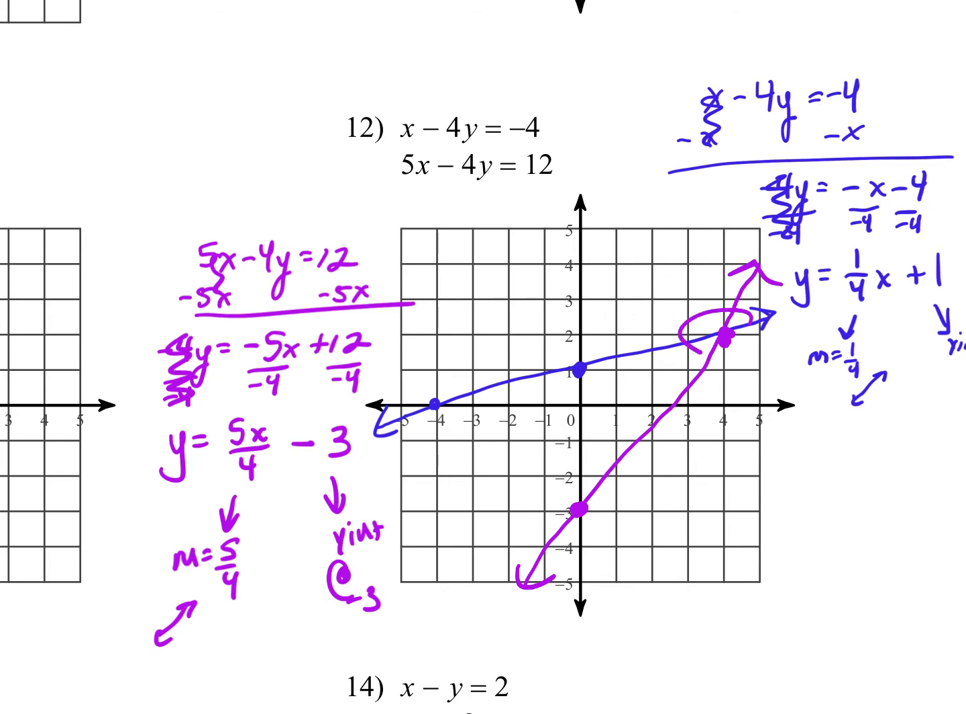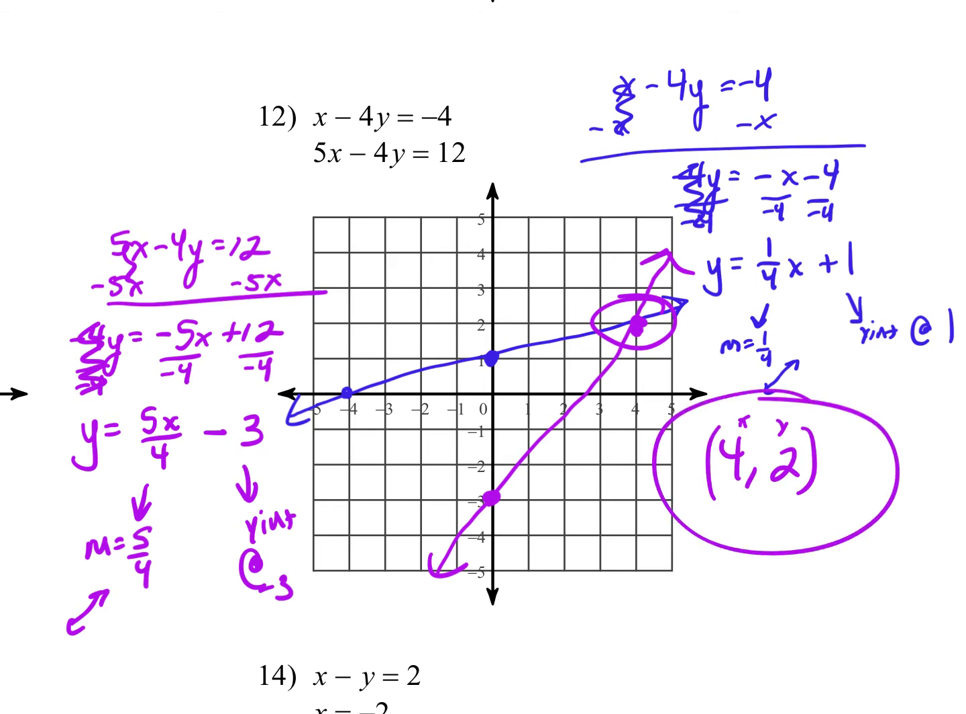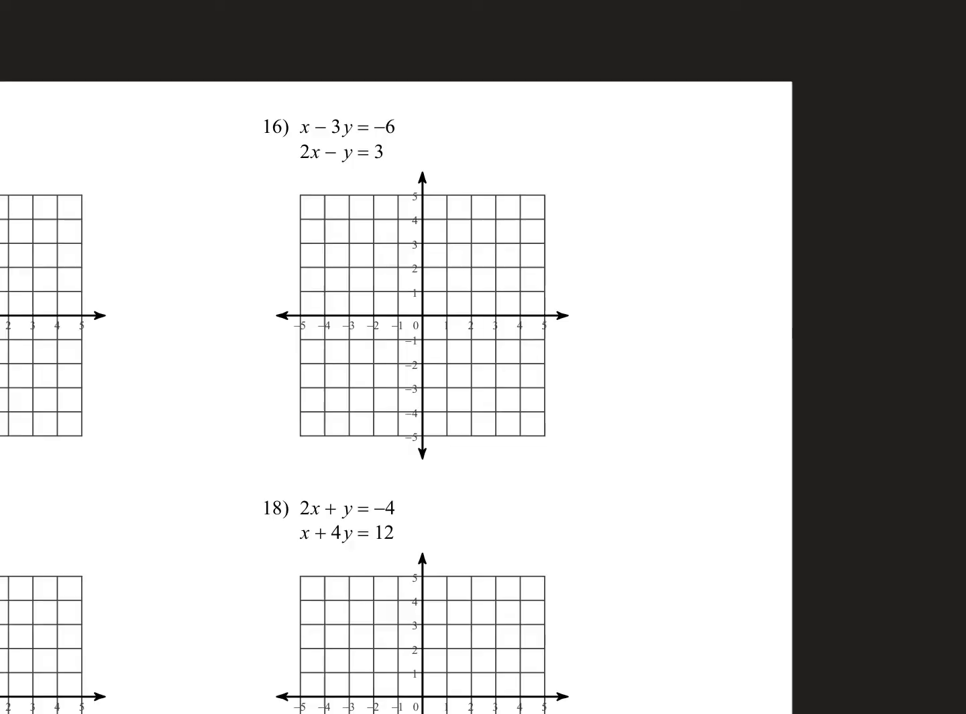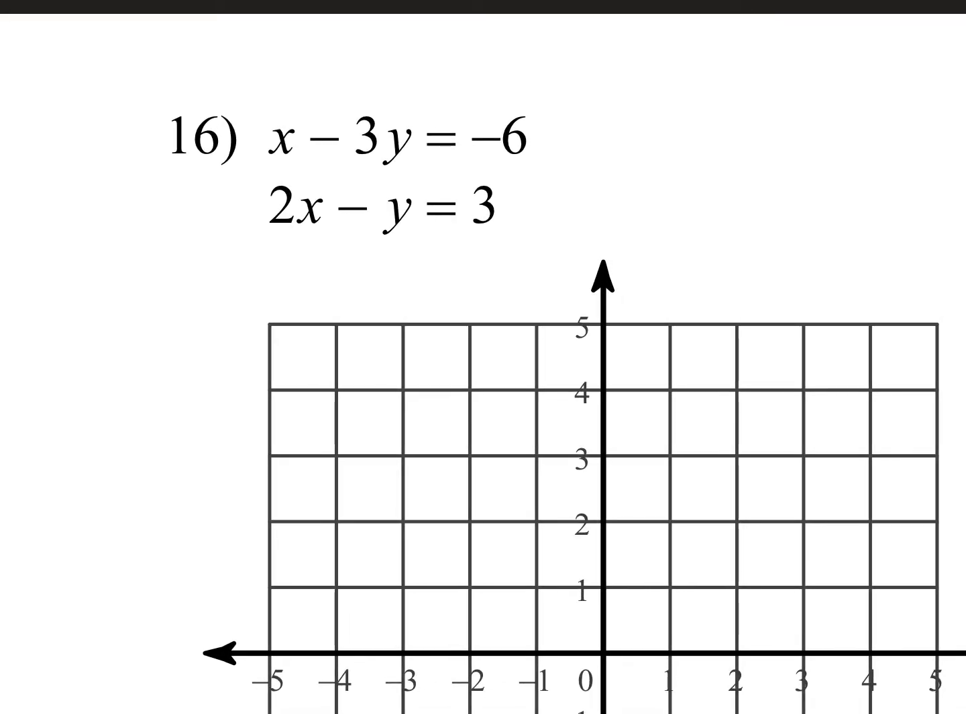Where do these two lines meet? At 4, 2. Again, how do we check algebraically? You plug in your x and your y into both equations, and they both should be true. What's the goal? We want to get our equations into what? Y equals mx plus b.